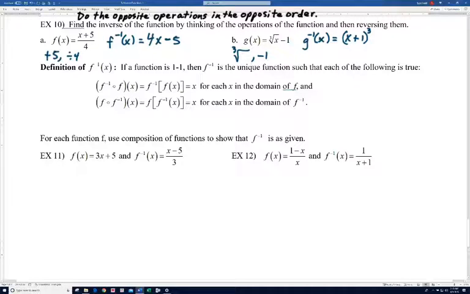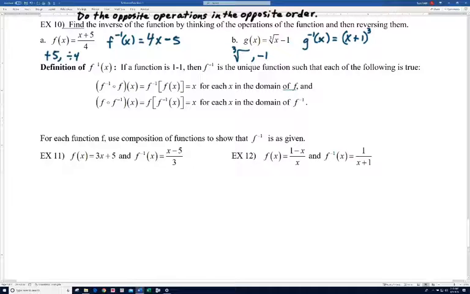All right. So finally, last thing here, it's got a definition of the inverse. It says if a function is 1-to-1, then f inverse is the unique function such that each of the following is true. So I know this looks complicated. It's f inverse of f, or the composition of f inverse with f of x, is equal to f inverse of f of x, which is equal to x for each x in the domain of f.